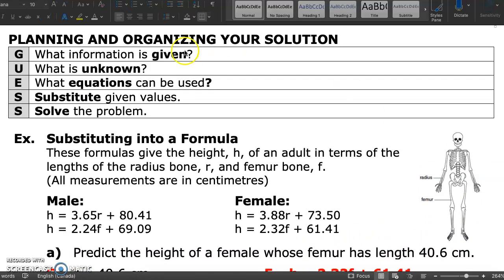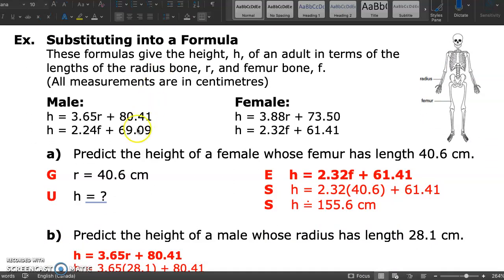So back to the GUESS method. The first thing we're doing is looking for given information. The given information: predict the height of a female whose femur has length 40.6 centimeters. So we have the information 40.6 centimeters. But what is unknown? We start off with a female, and we know the femur is the input value. So the unknown value is the height of the female.